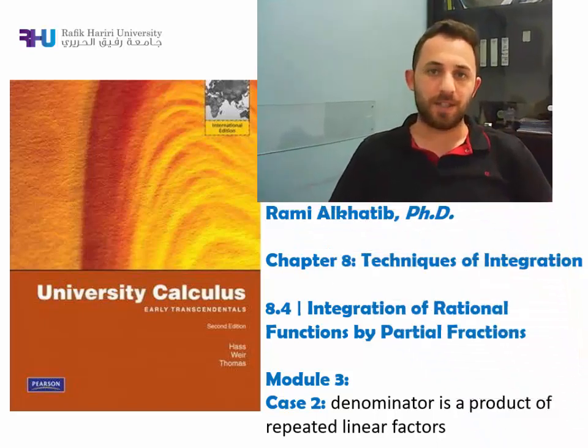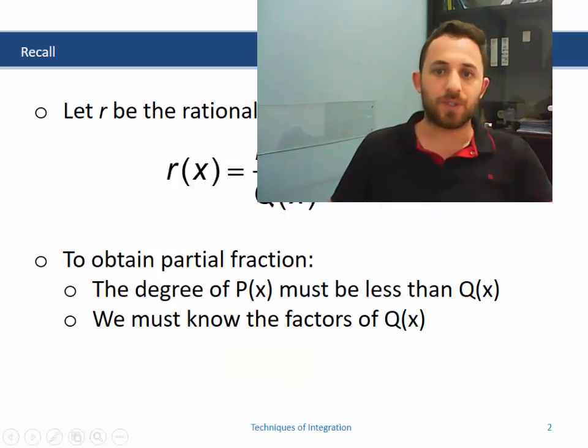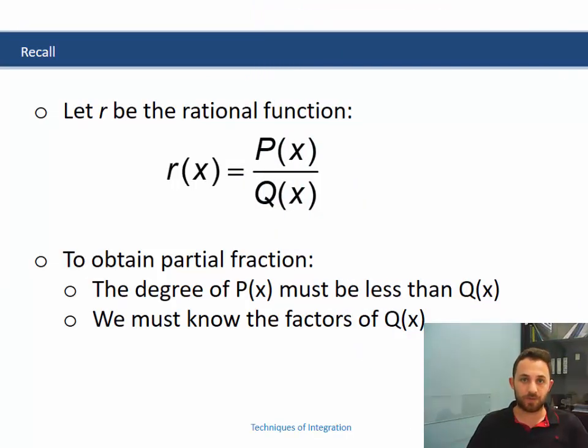Hello and welcome back. In this module, we will consider the second case where the denominator can be expressed as a product of repeated linear factors. But before, let's recall that when we get a rational function, the degree of the numerator must be less than the degree of the denominator, and the denominator must be factorized.